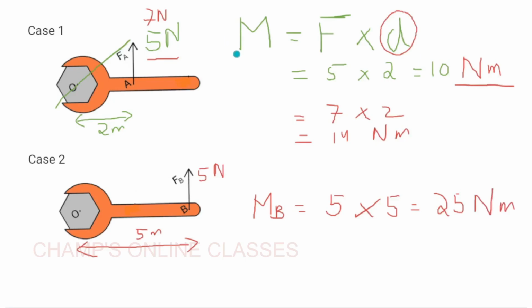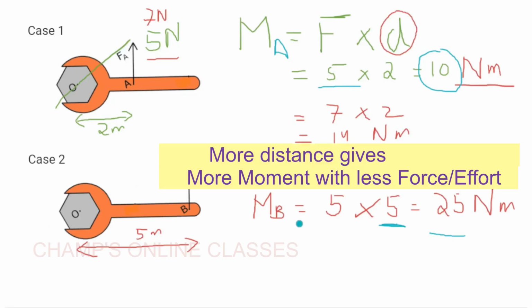What do you understand from the two examples? In case A, when I was applying 5 Newton at 2 meter distance, it gave me only 10 Newton meter. But when I applied the same force at 5 meter distance, I got a moment of more than double. So from this we can understand that when we want more moment, that is, more turning effect, we can increase the distance so that even with less force, we don't even have to put much effort and we will get more turning effect.